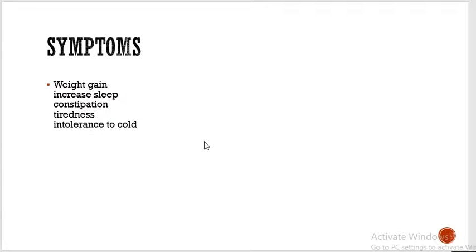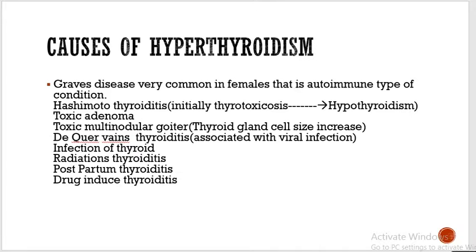Secondly, the symptoms: the patient presents with weight gain and increased sleep. In hyperthyroidism there will be decreased sleep, but in hypothyroidism there is increased sleep, constipation, tiredness, and intolerance to cold. The patient is unable to tolerate cold weather, whereas a hyperthyroidism patient has intolerance to warm weather, but a hypothyroidism patient is unable to tolerate the cold temperature.